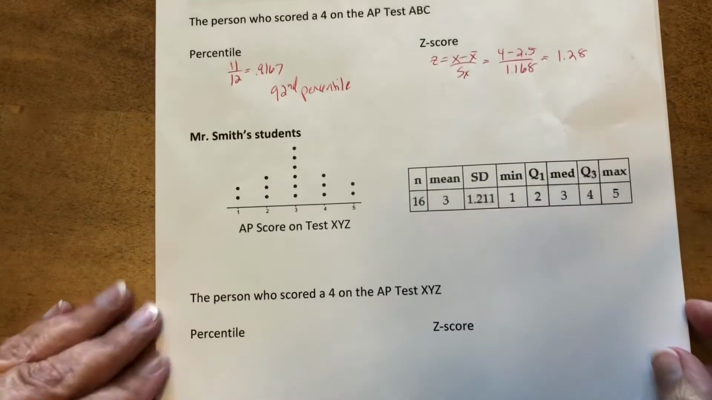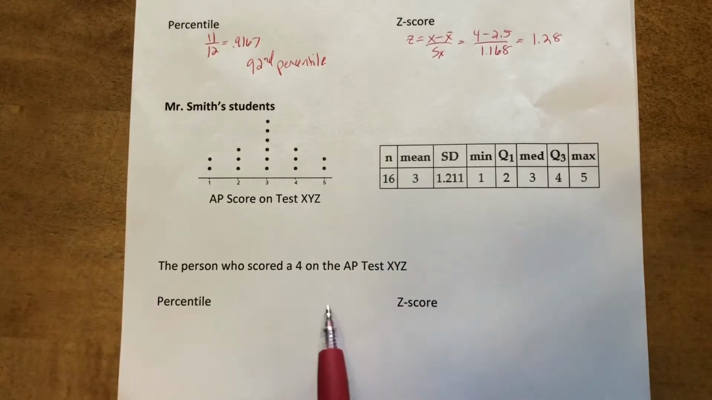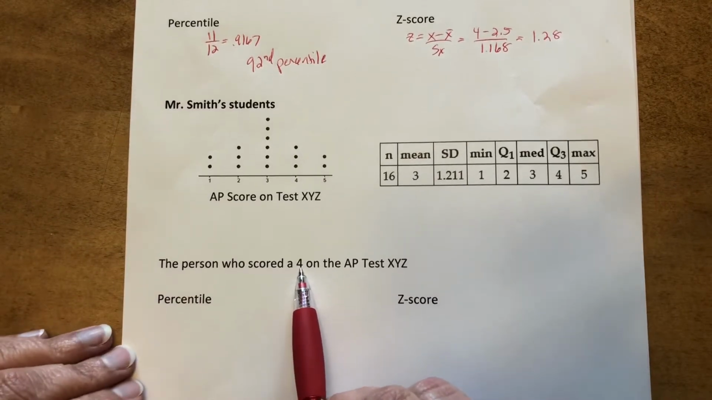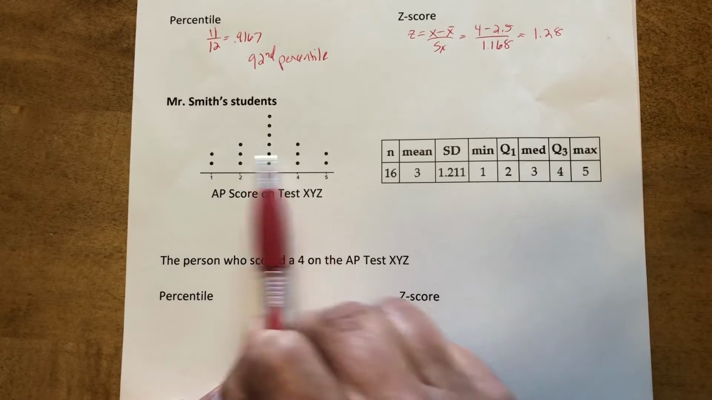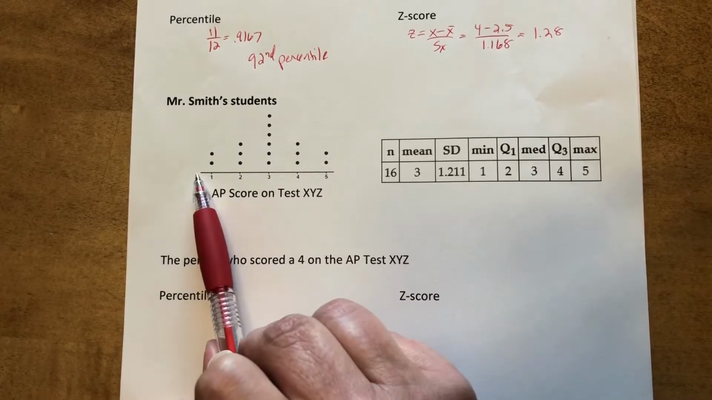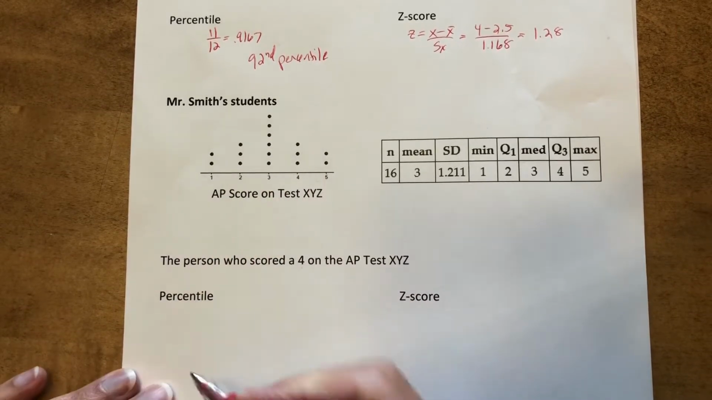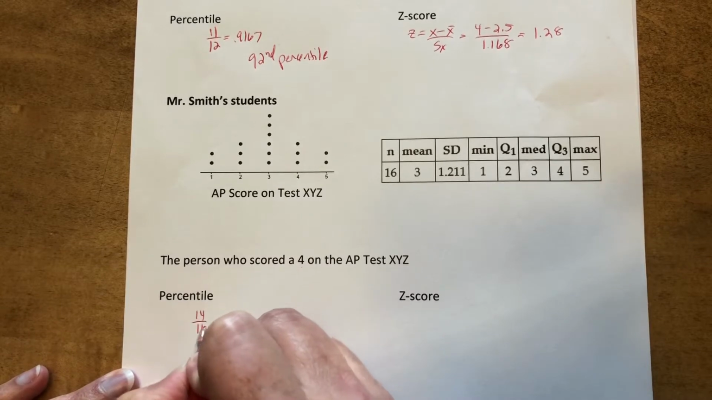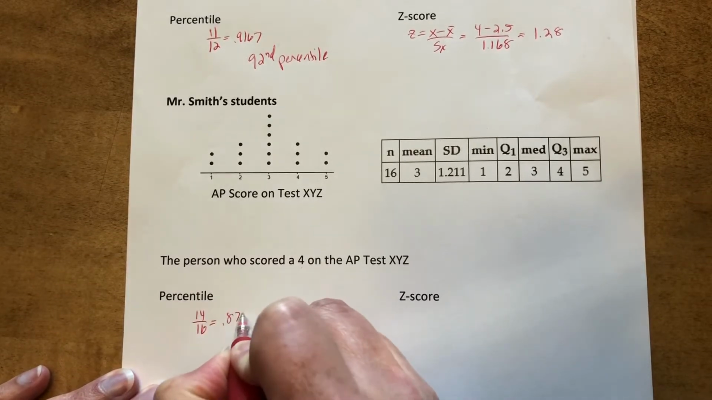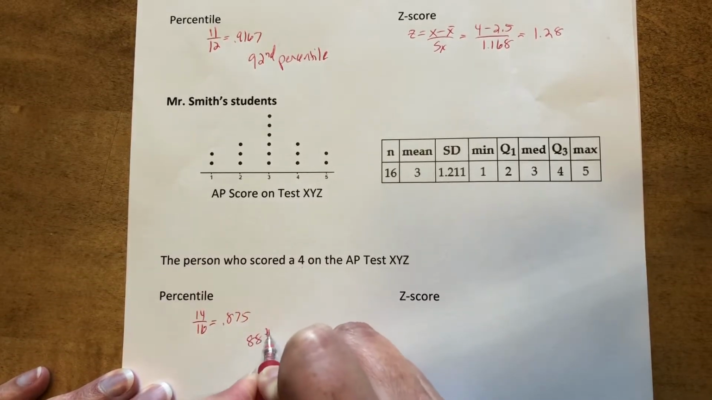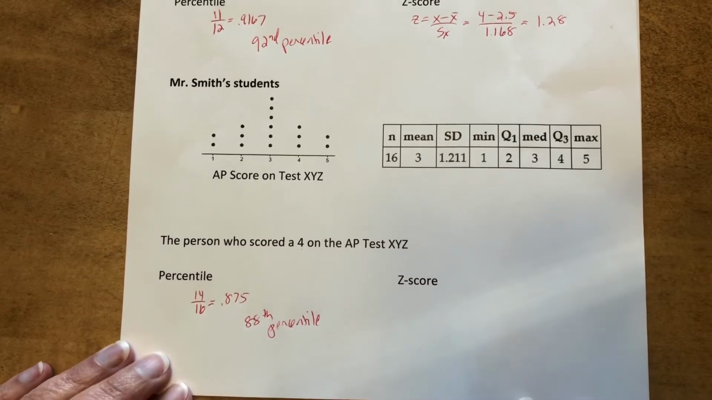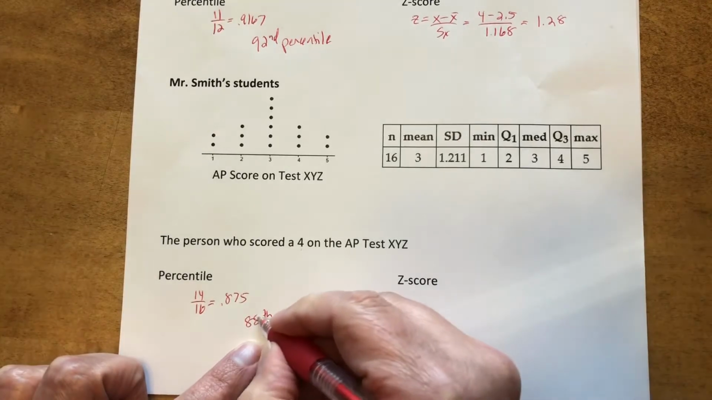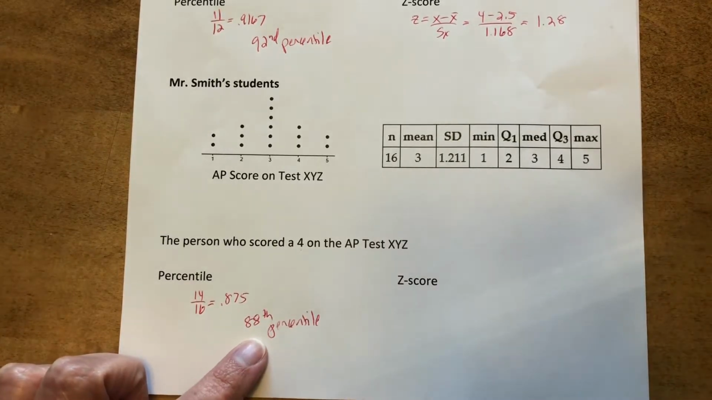So let's do the same thing for Mr. Smith's students, and we're going to look specifically at the student that scored a 4. So again, for the percentiles, I'm going to go to 4. I'm going to count the dots that are equal to or less than. So what is that, 14 out of 16? So let's see, 0.875. So I'm going to say the 88th percentile. Again, not too bad. 88% of the students scored equal to or less than that student, so that's pretty good.